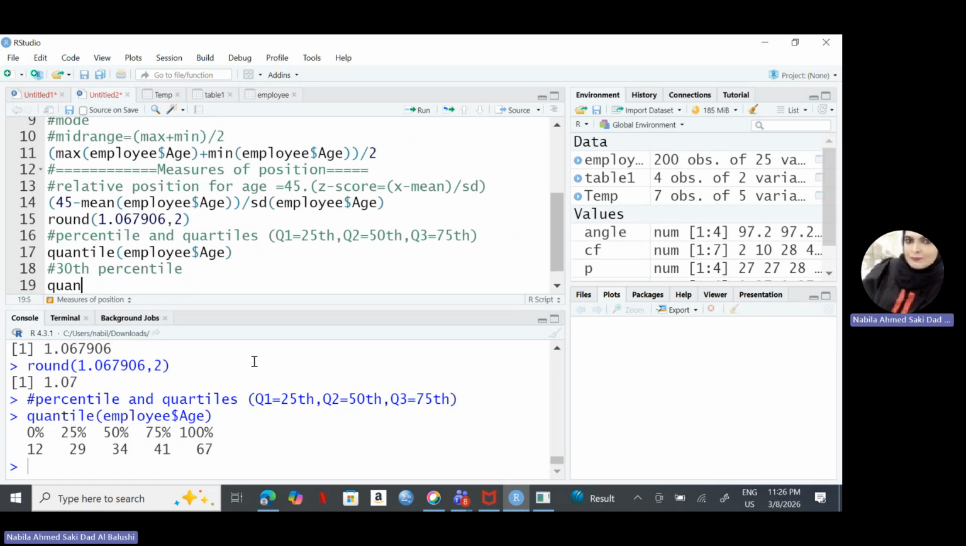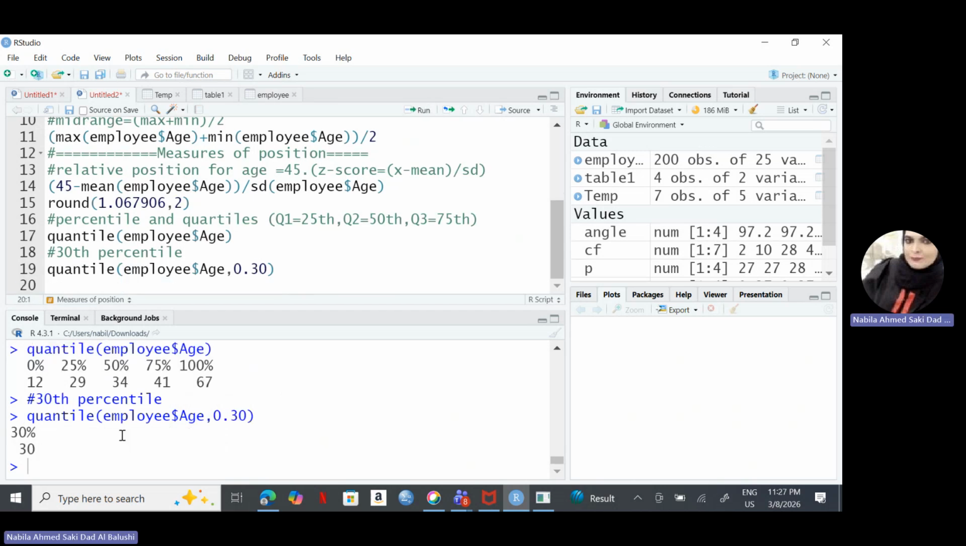Then you can use the same code, quantile, employee file, take the age, and then 0.30. So you need to mention your values as a decimal, 0.30. You get your 30th percentile is 30.